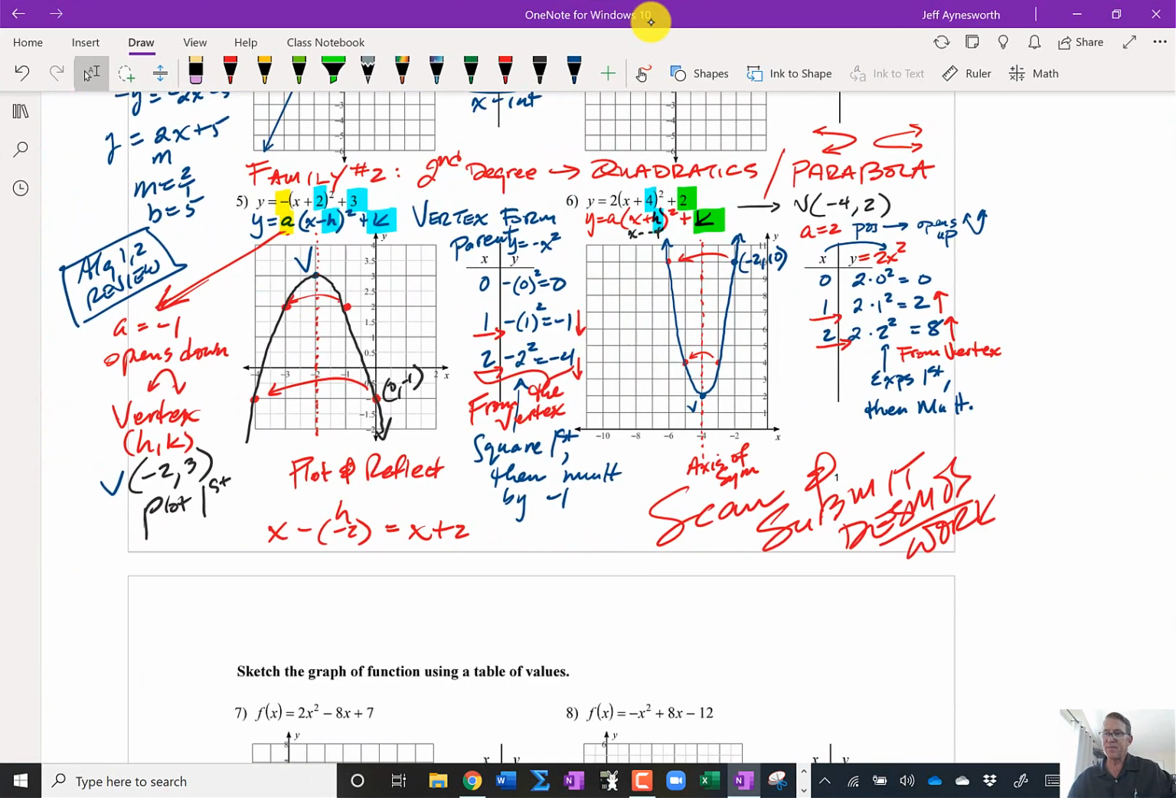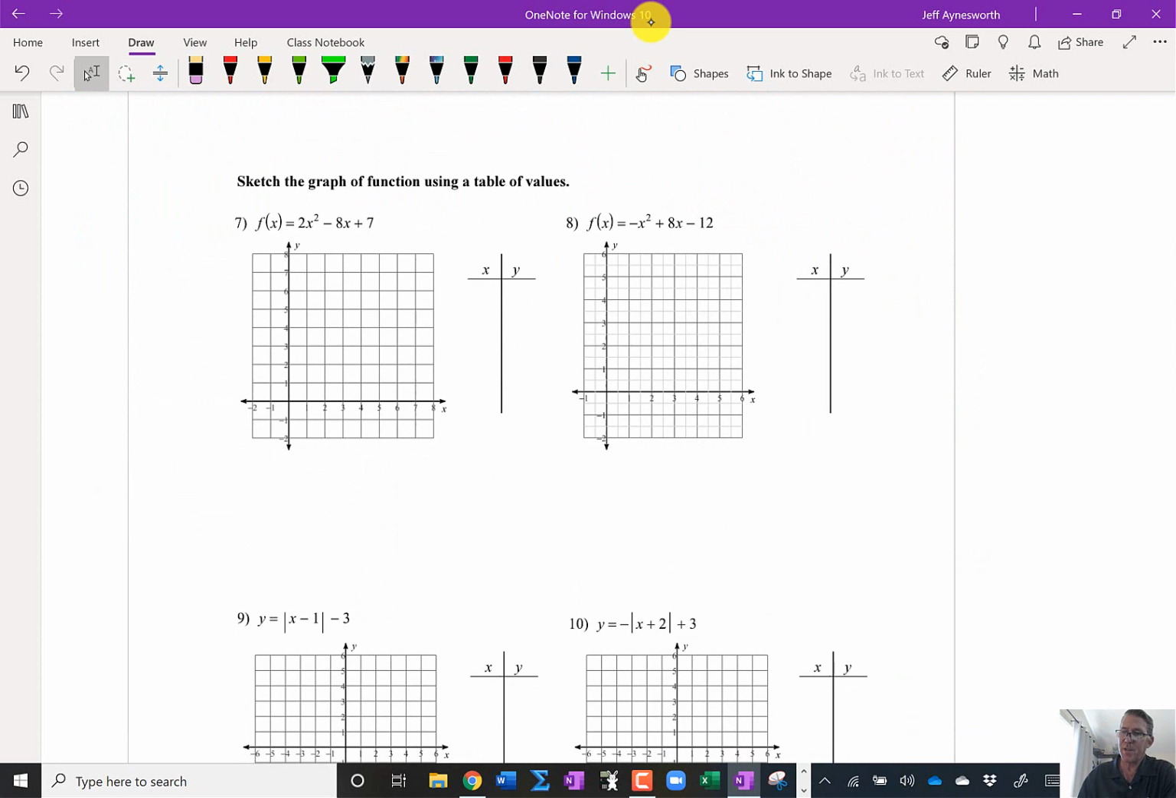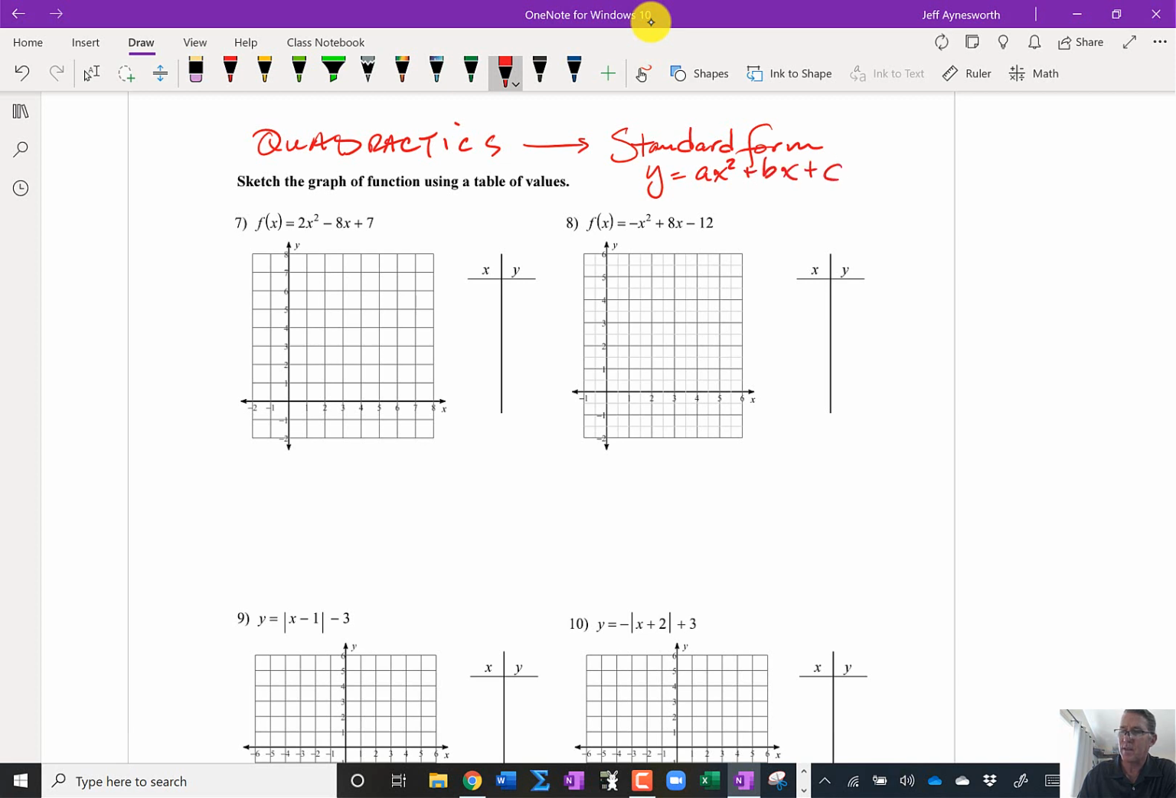All right, now that's vertex form. Family number 2, quadratics or parabolas in vertex form. Sometimes they're not in vertex form. So this is still quadratics, okay? But they're in standard form. Okay, y is equal to ax squared plus bx plus c. And again, when I say y, that's the same thing as f of x. Okay, so you've seen that before in algebra 2.